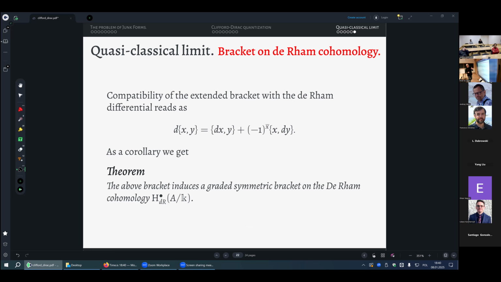But if you have this, then in a routine way you can prove that this extended bracket induces a graded symmetric bracket on de Rham homology. And then, if your cohomology computes the topology of, say, your derived manifold, okay? There is no place for anything infinitesimal playing a role.